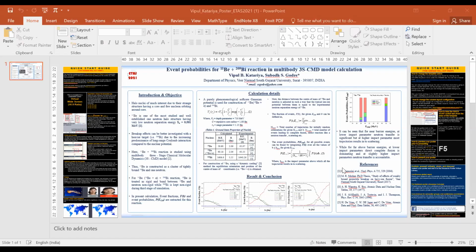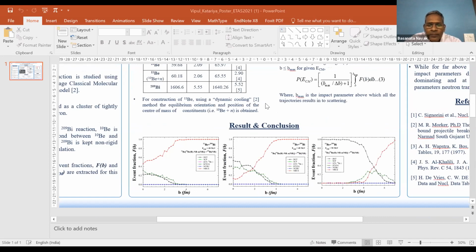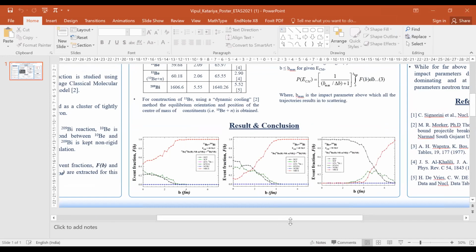Yes, sir. So this figure you are showing, one is transfer, which is green, one is elastic, one is fusion. So these are just estimates of the chances of different events. What is this red curve? So that red indicates the scattering events, non-breakup scattering, in which the projectile is not breaking up. Is the projectile breaking up or not breaking up? Not breaking up.